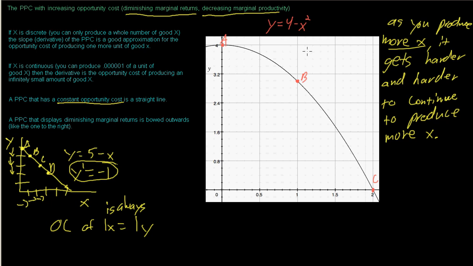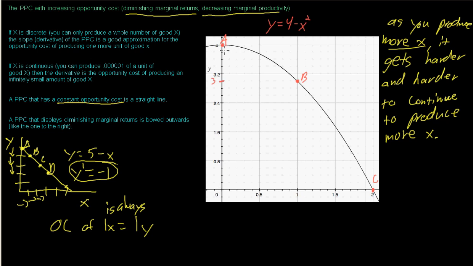So this production possibilities curve that I have drawn here is the graph of y is equal to 4 minus x squared. So what this says is if you produce 0 x, you can go ahead and produce 4 y, and that's point A. So then when you produce 1 x, you have 4 minus 1 squared, and you can go ahead and produce 3 y.